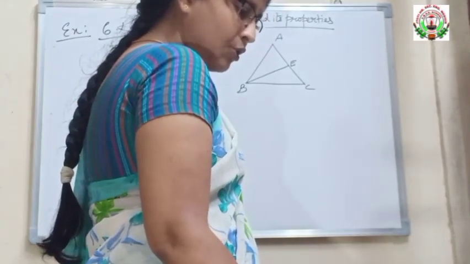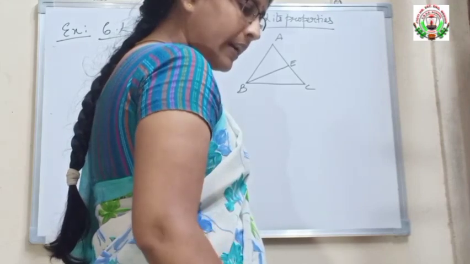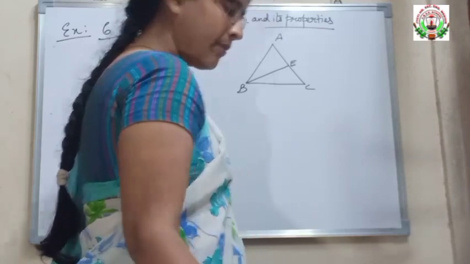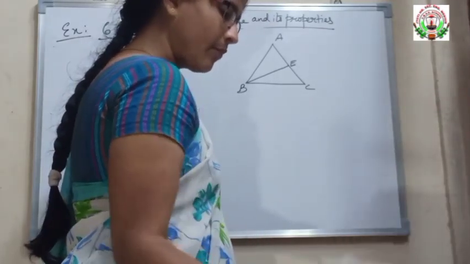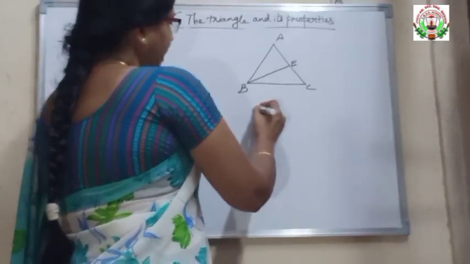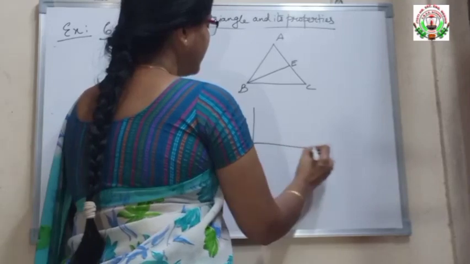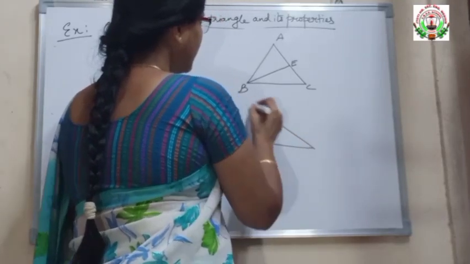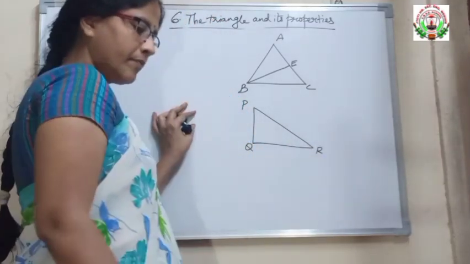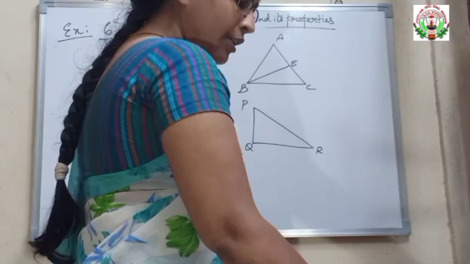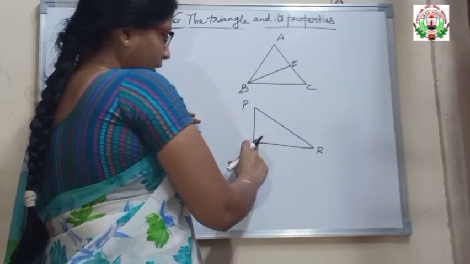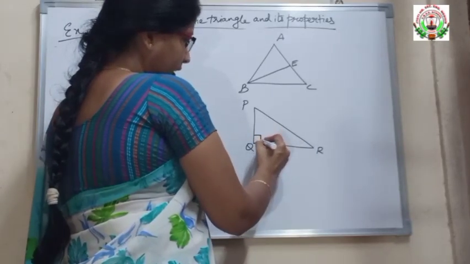Next, in triangle PQR, PQ and QR are the altitudes of the triangle. In a triangle PQR, PQ and QR are the altitudes of the triangle. So PQ and QR are the altitudes of the triangle.